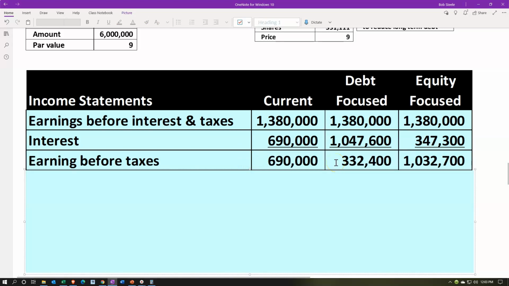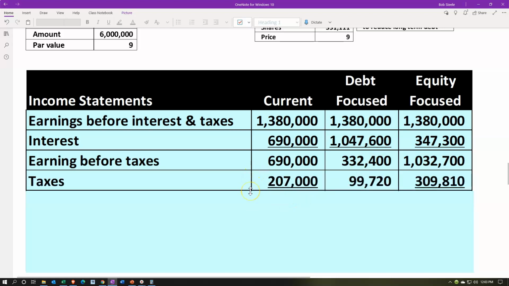The debt plan 332,400. The equity, of course, is the highest because we don't have to pay as much interest on the equity plan. However, we have diluted the stock and issued more stock out there. So we have to basically distribute the earnings and the value of the stock over more shares. Then we have the taxes that we're going to be applying out. So we're going to apply the taxes.